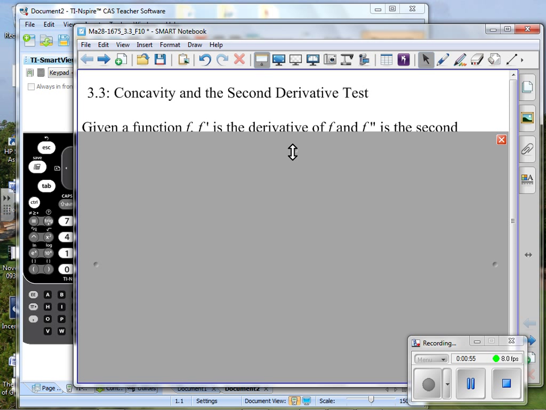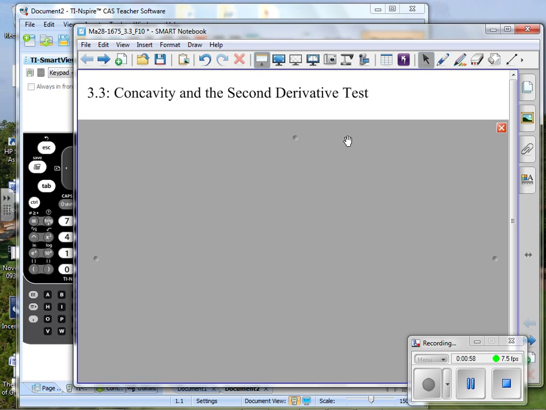Concavity. Let's talk first, what is concavity? Well, there are things called concave up and concave down. If you have something that's concave, it means it has a depression in it. And concave up looks like that. Concave up. Some textbooks talk about convex up and convex down, but I prefer concavity.